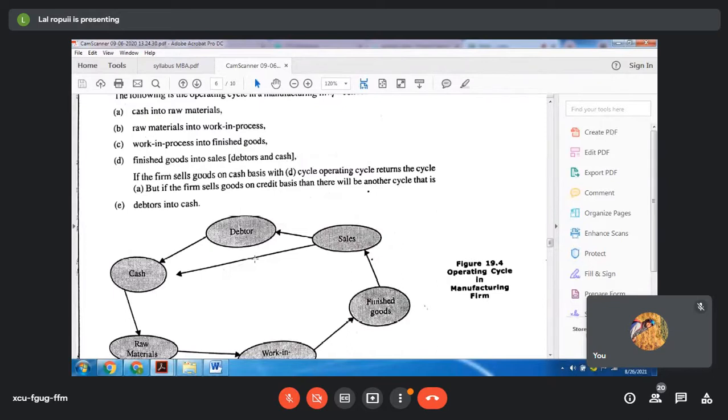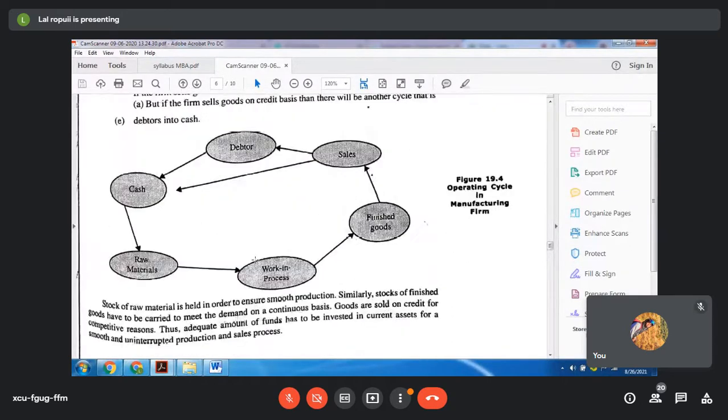Debtors have to return back into cash. We have to collect cash from our debtors, from our customers. So you can see here, we have capital, cash. Then the operating cycle in a manufacturing firm: cash into raw materials, raw materials into work in process, then finished goods, then sales.